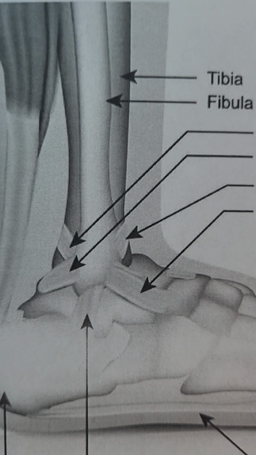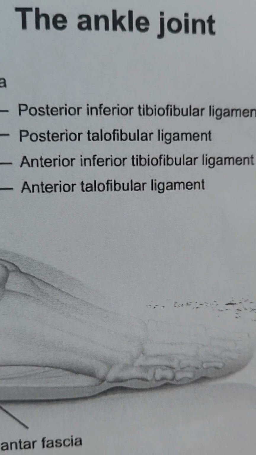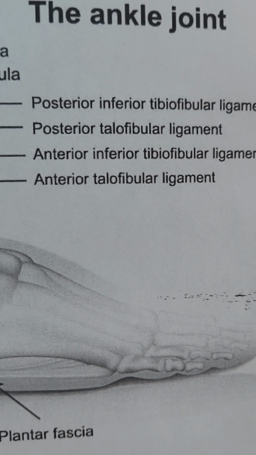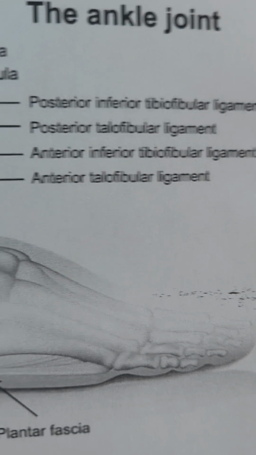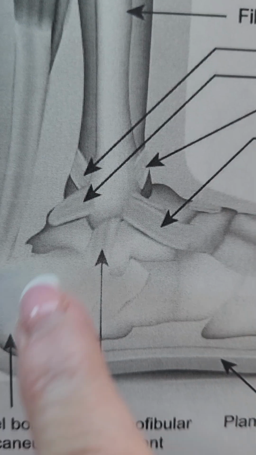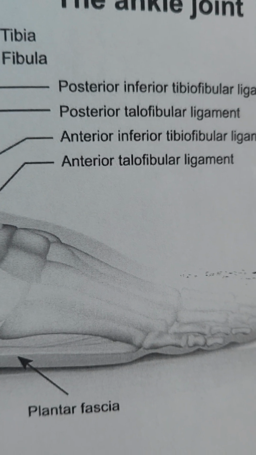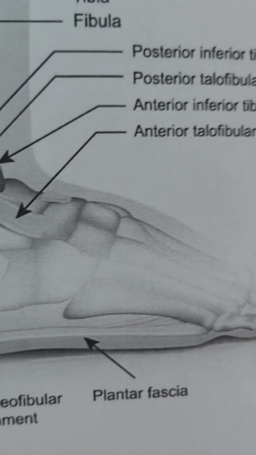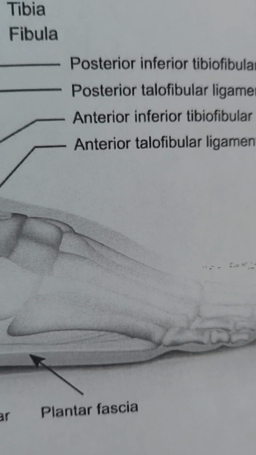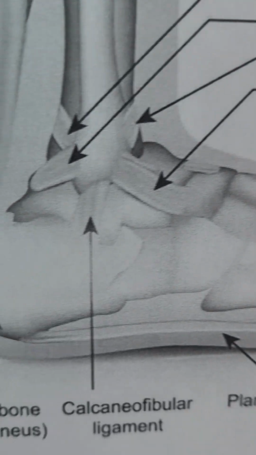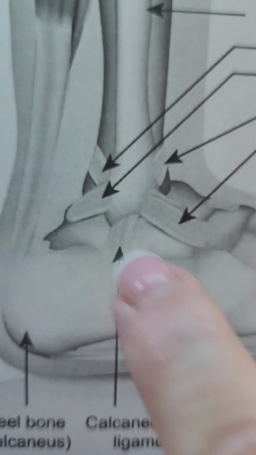So once again, here's the tibia and fibula. These are the ligaments. You have quite a few. So posterior inferior tibiofibular ligament, right there. Posterior talofibular, so it has to be near the talus, right? Posterior tibiofibular ligament, going to follow it down. It's right here. Right there.